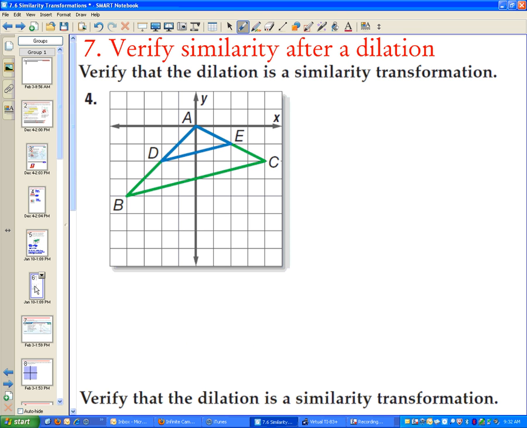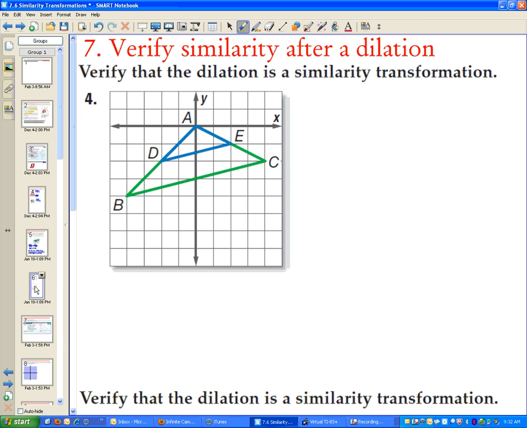Number 4, we're going to verify that the dilation is a similarity transformation. So, verify. It is a similarity transformation. Those two figures, the blue one and the green one, are similar to each other. We just have to prove it. And we don't have to write a formal proof, but we have to show that they are. Okay?